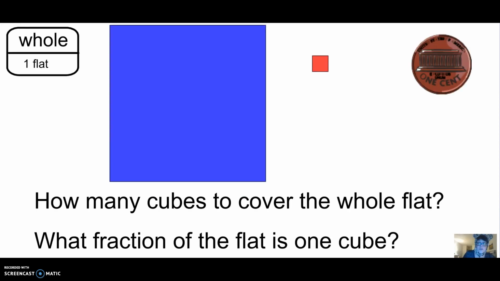How many cubes would it take to cover my whole flat? The cubes are like pennies. It would take 100 of them. So what fraction of my flat is 1 cube? It's 1/100th. Just like a penny is 1/100th of a dollar.